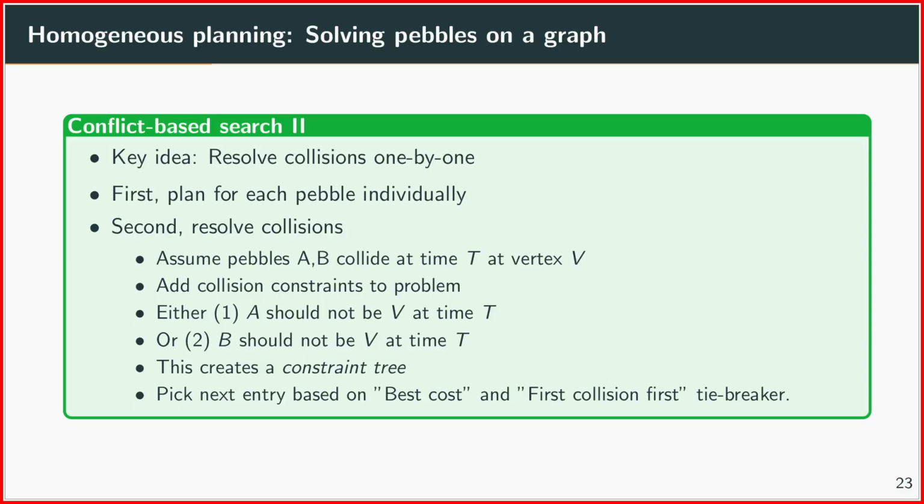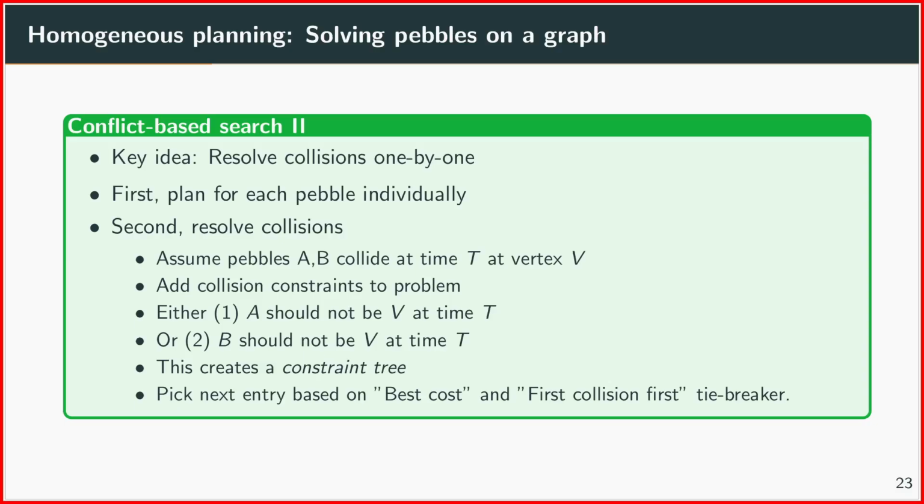The key idea of conflict-based search is basically that you resolve collisions one by one. First you just plan for each pebble individually. You assume, okay, I don't expect any collisions, I just want to move them on the shortest path to the goal. And whenever a collision actually occurs, then I will do something about it. The strategy to do something about the collision is the following. We assume that there are two pebbles A, B.